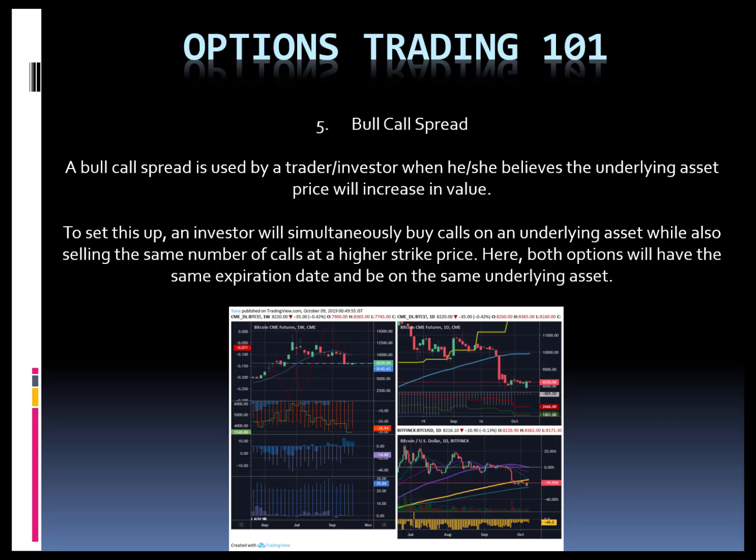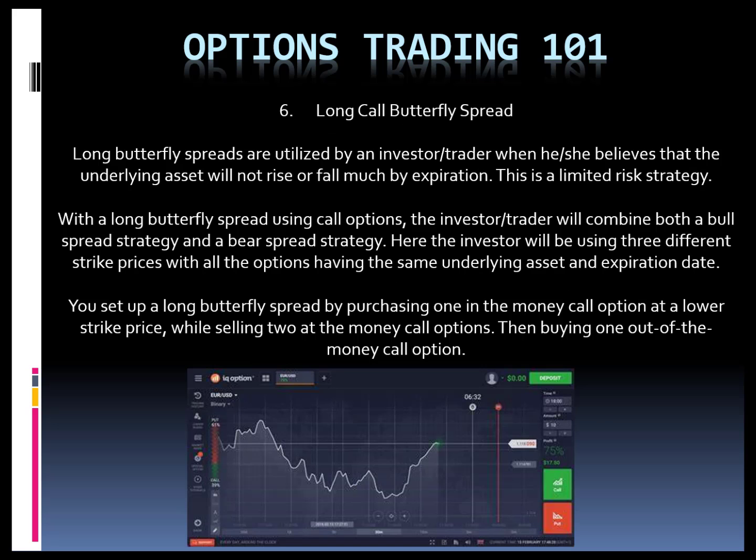And now my favorite one as well, and this is important because when we are in a bull market, this is especially interesting. A bull call spread is used by a trader when she or he believes the underlying asset price will increase in value. To set this up, an investor will simultaneously buy calls on an underlying asset while also selling the same number of calls at a higher strike price. Here, both options will have the same expiration date and be on the same underlying asset.